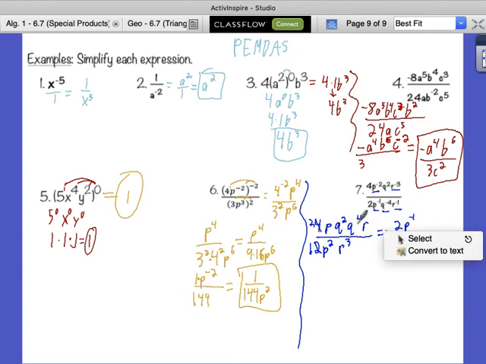Q squared times q to the fourth. When multiplying them, add the exponents, that's q to the 6th. R over r to the third, subtract the exponents, that's division of the same base. 1 minus 3 is negative 2, so r to the negative second.